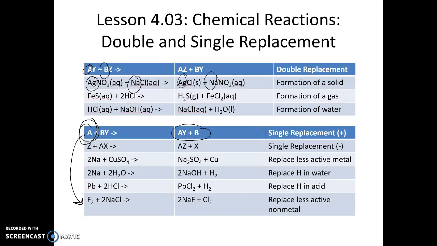So in this case, use the words to help you out. Double replacement, we're replacing something twice. Single replacement, we're replacing something just one time. And remember, it's going to have something that is going to end up being lonely here at the end. So look for lonely elements.